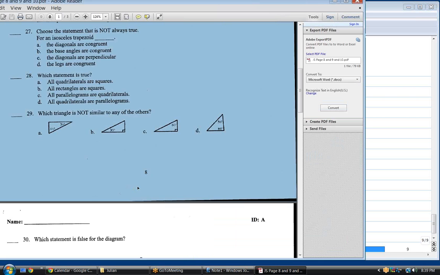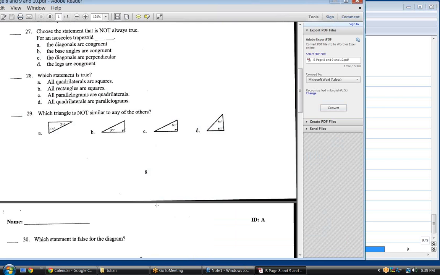Which triangle is not similar to any of the others? D. Very good. Because why? Because that angle is 50 degrees, not 60. Right.